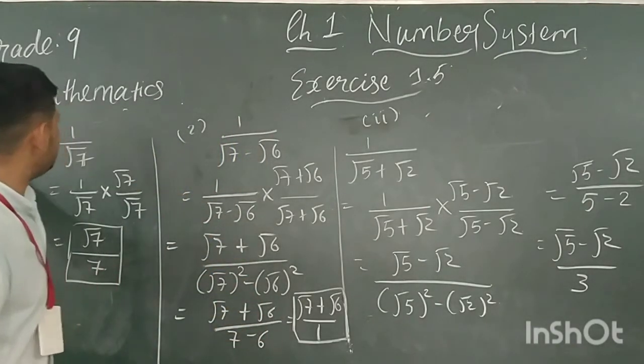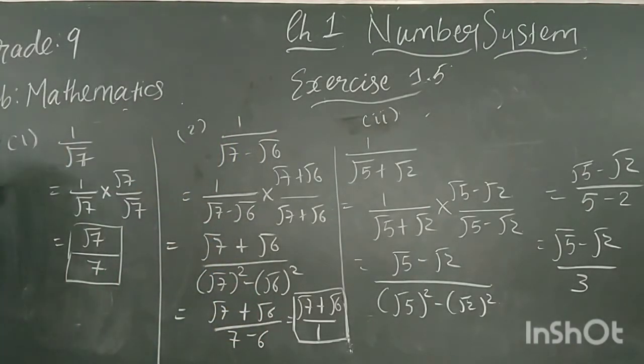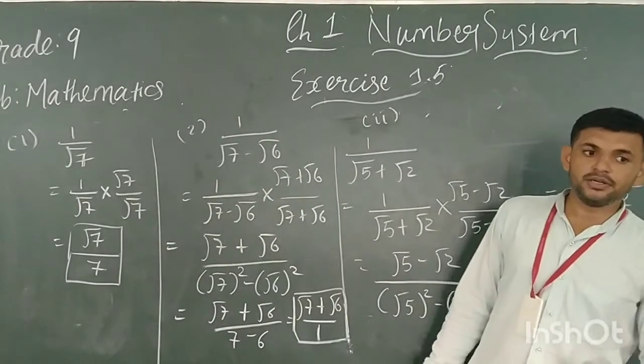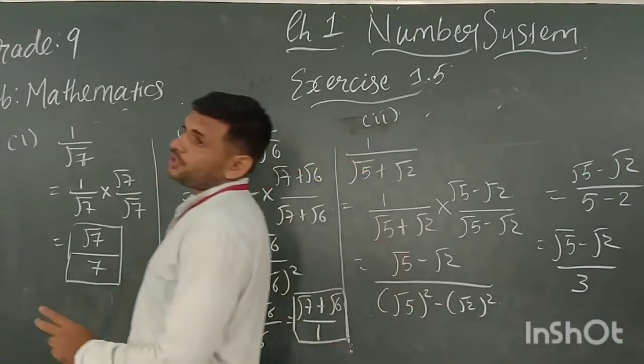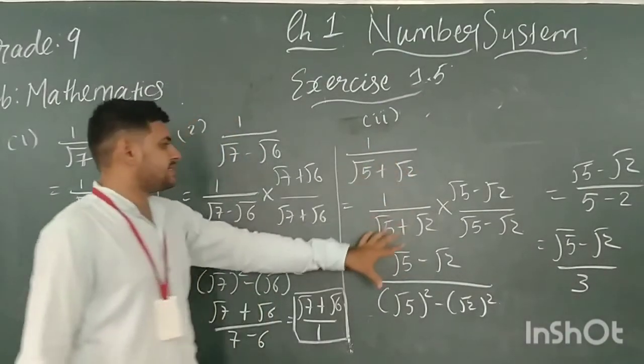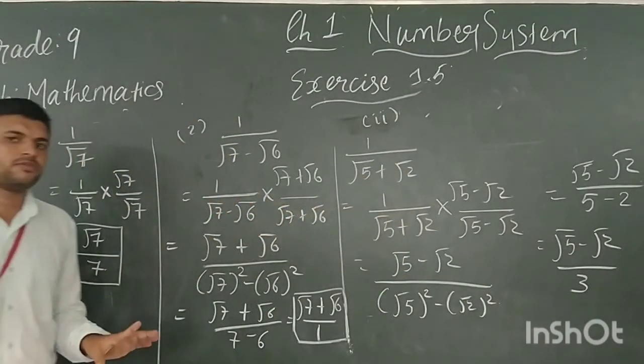I hope you all are clear with the concept of rationalizing the denominator, in which you have to take the denominator, multiply with numerator and denominator. Now if there are 2 terms, you need to change the sign. These are very easy sums. Solve one at your home.